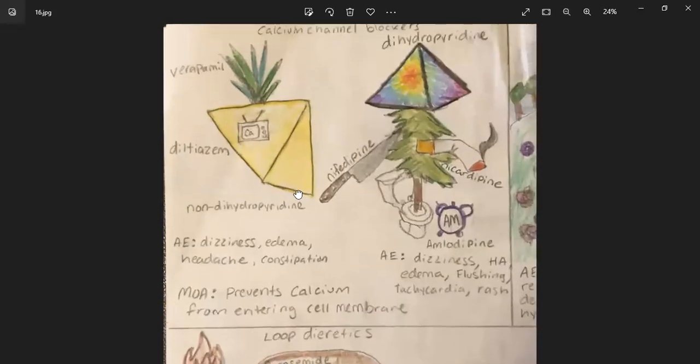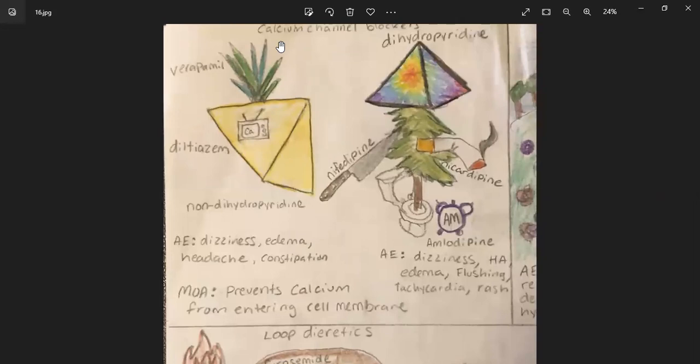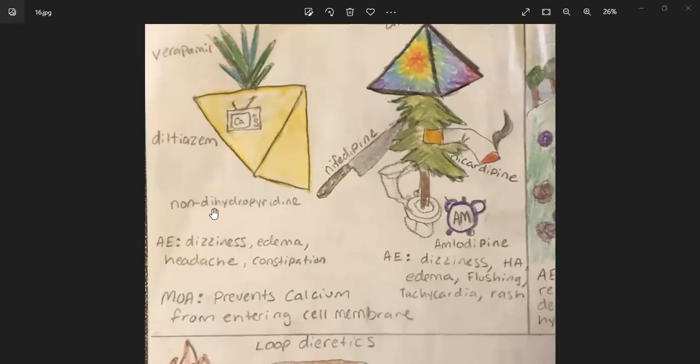And then this is verapamil. So going back, this picture was from our cardio unit. So there are different types of calcium channel blockers. You have your two categories, your non-dihydropyridines and your dihydropyridines. So this pyramid is dyed and this one isn't.